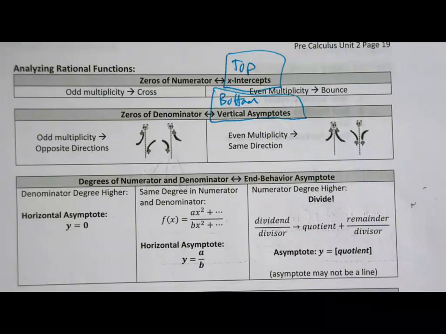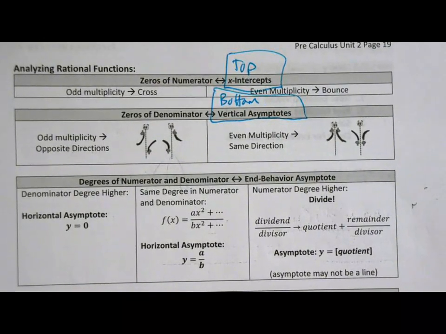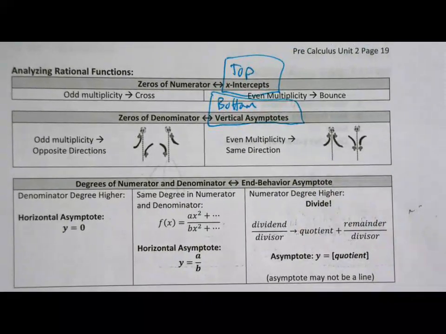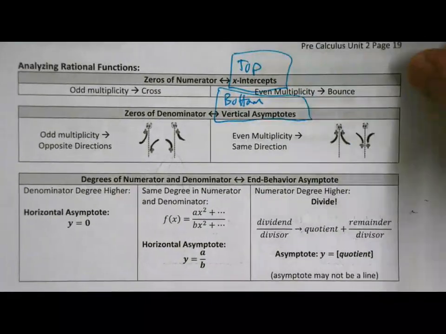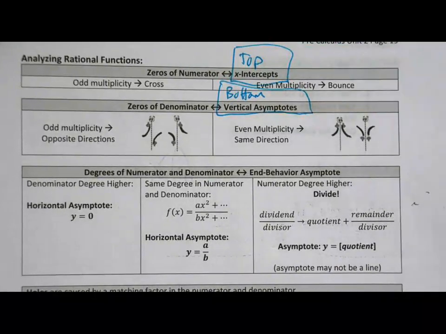So odd multiplicity, they're going to dance like this. Even multiplicity, they're going to dance like this. We got it? All right. So just imagine your little asymptote guys with the arms doing their little dance. Okay. We'll come back to that in a minute.